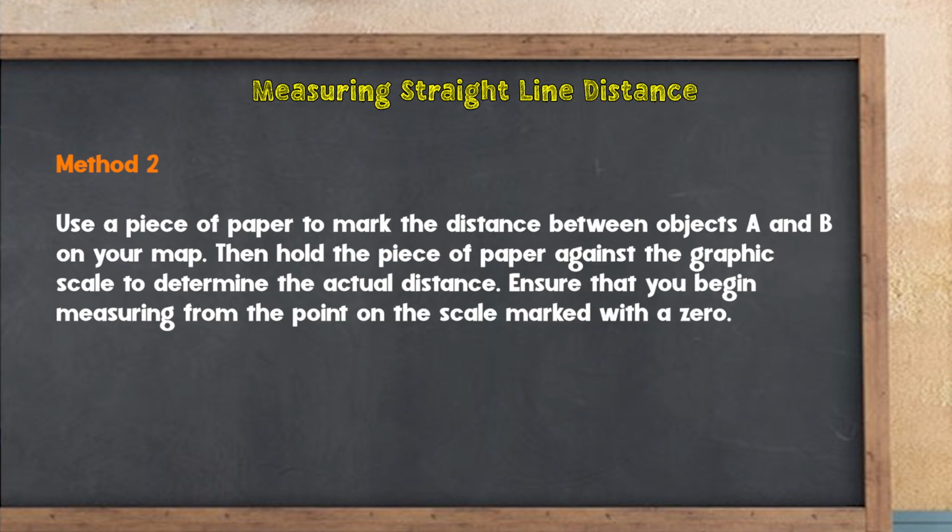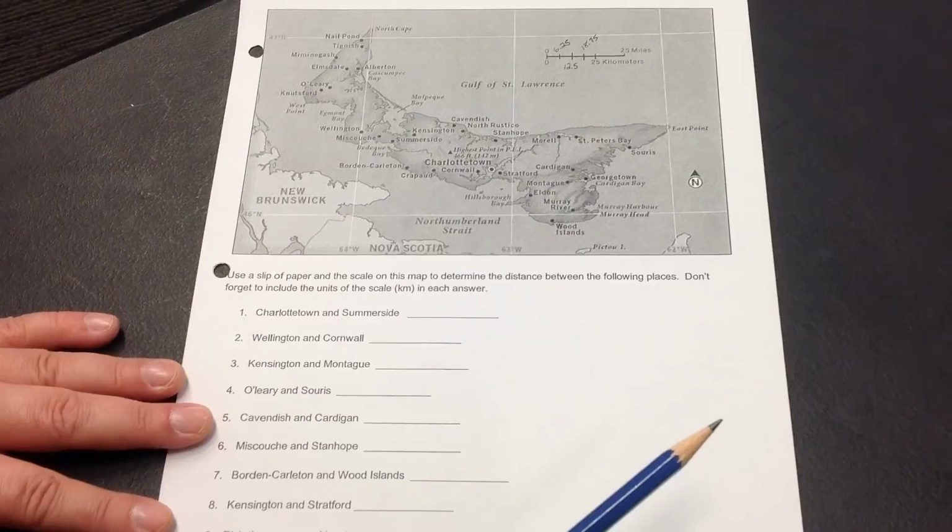A second method is that you can use a piece of paper to mark the distance between objects A and B on your map. Then hold the piece of paper against the graphic scale to determine the actual distance. Ensure that you begin measuring from the point on the scale marked with a 0. The video demonstrates this process.